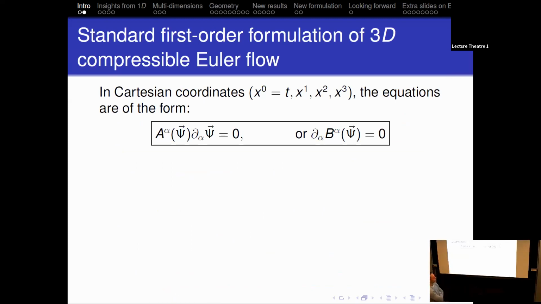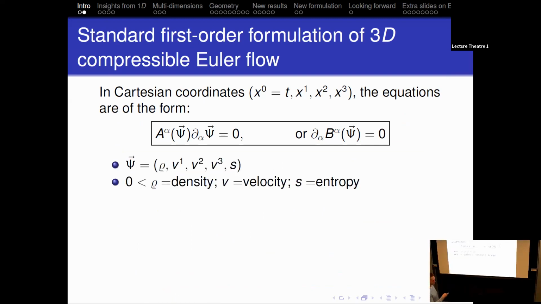So let me very briefly introduce the equations. In Cartesian coordinates, the usual coordinates, the equations are... the unknowns can be thought of... I mean, there are many ways you can set up the problem, but we find it convenient to choose the unknowns to be the density, velocity, and the entropy scalar little s. There are many ways to write the equations. You can write them as a symmetric hyperbolic system, or you can write them in divergence form. Neither of these forms will be the form that is useful for what I want to do.